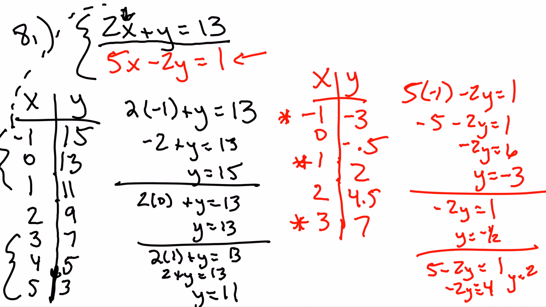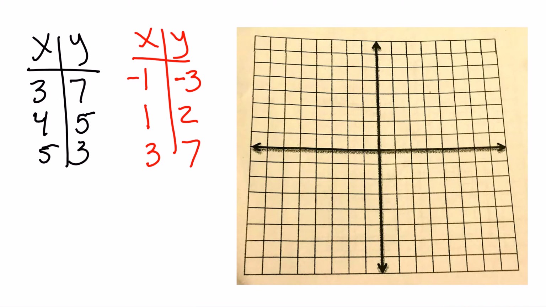All right. So I'm just going to make my XY charts on the next page. I took those XY charts, and look, I only used the points that work nicely. So my black line, I'm going to go over 3, up to 7, put a dot. I'm going to go over 4, up to 5, put a dot. I'm going to go over 5, up to 3, put a dot.